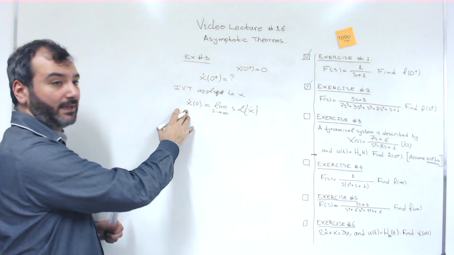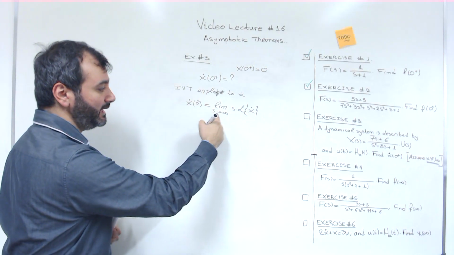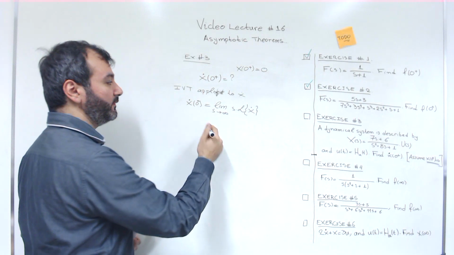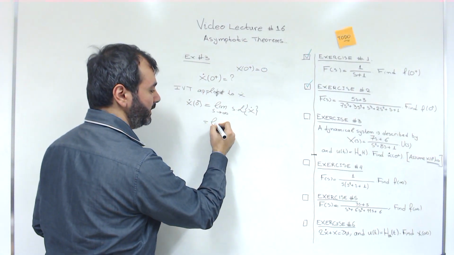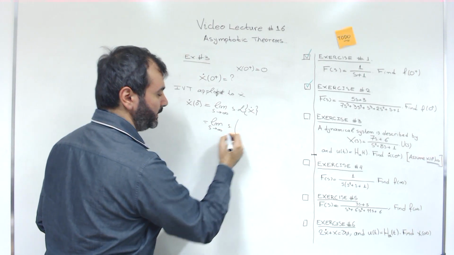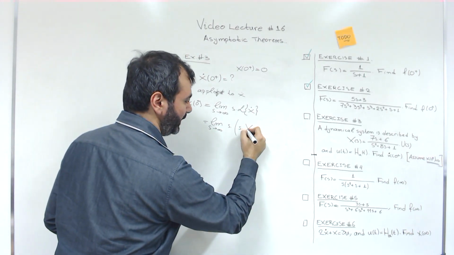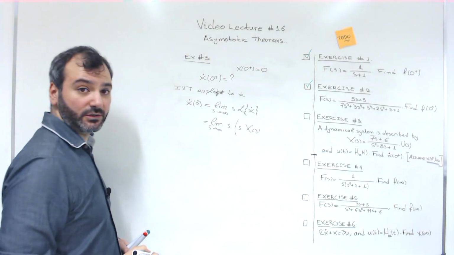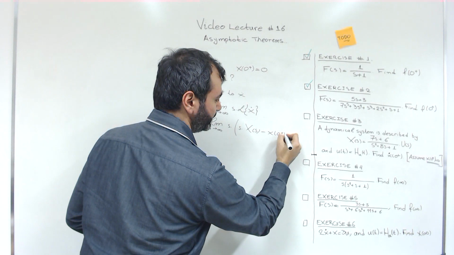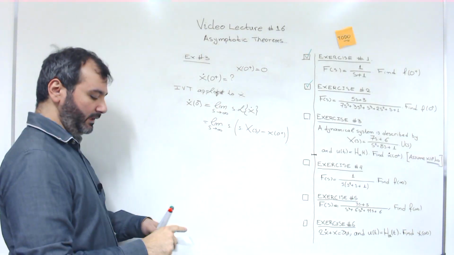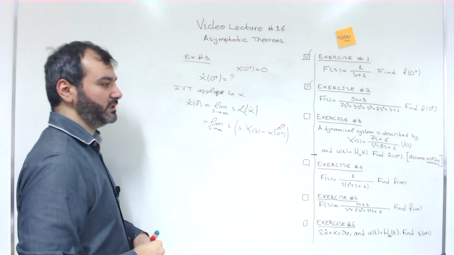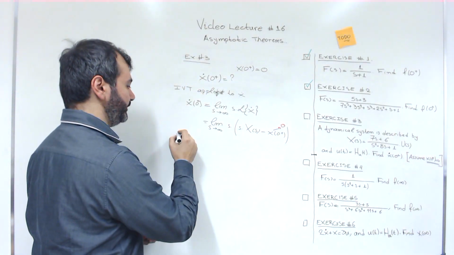Let's write it like that. X dot 0 plus is the limit as s goes to infinity, s times the Laplace transform of that function. And we know that the Laplace transform of a derivative is given by s times the Laplace of the function minus the initial value. And we know here in this exercise that this is equal to 0. This is given over there.